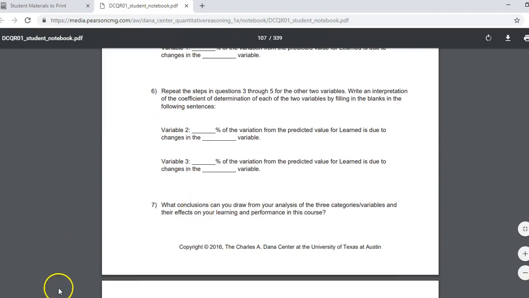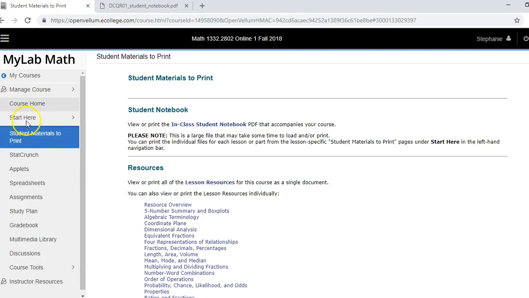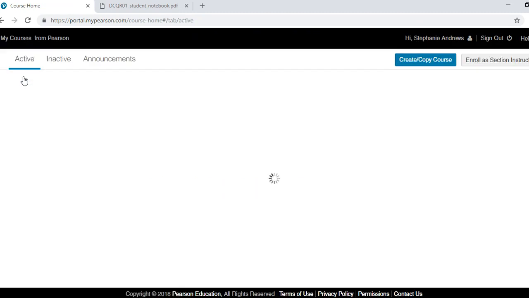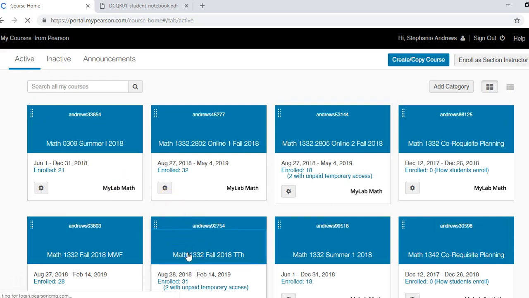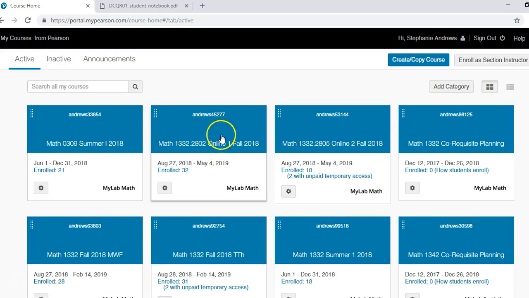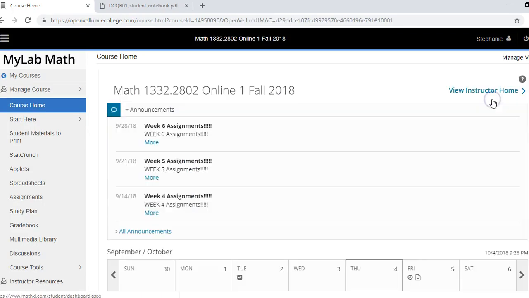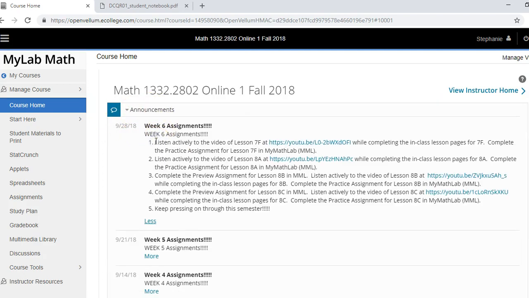Make sure that when you are looking at My Math Lab, when you go to a course, and you see all of these announcements, you expand them, and I would print everything you see there and make sure you're doing all of the pieces and parts to get full credit for this course.